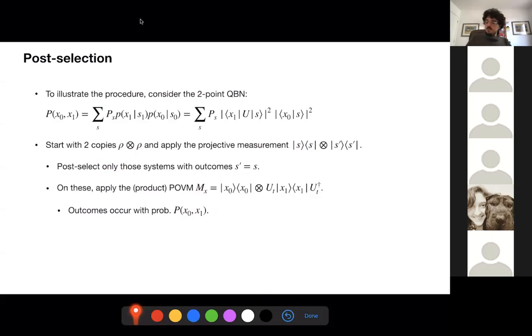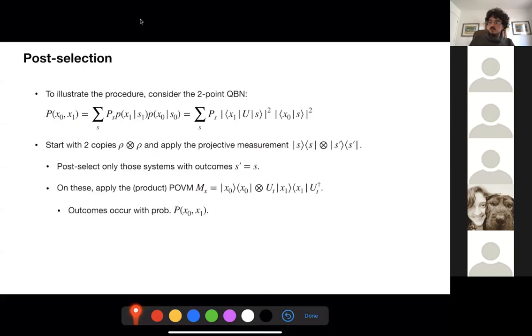Yeah, so I should have been more precise. Of course, if you only have 2 copies, you're in a single shot scenario, and you can't really obtain the full distribution. To obtain this distribution, you need to collect statistics from multiple experiments. But the idea is that the experiments are performed simultaneously on pairs of copies.